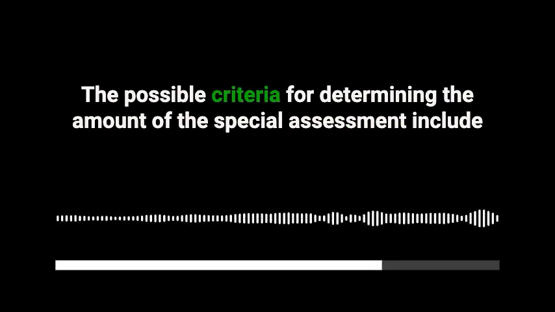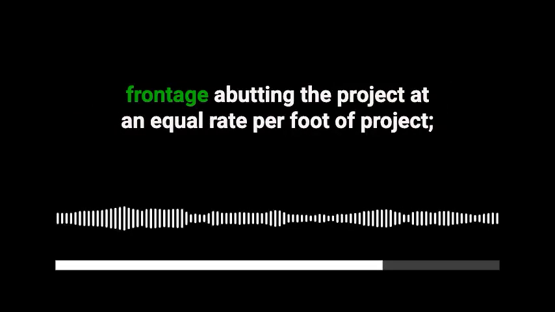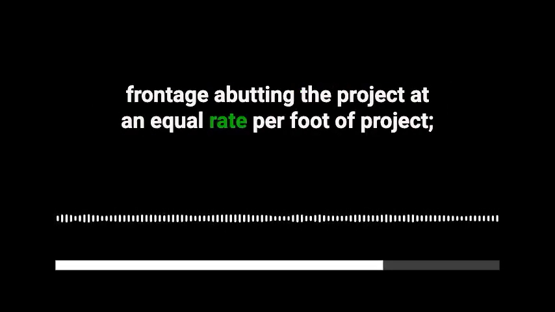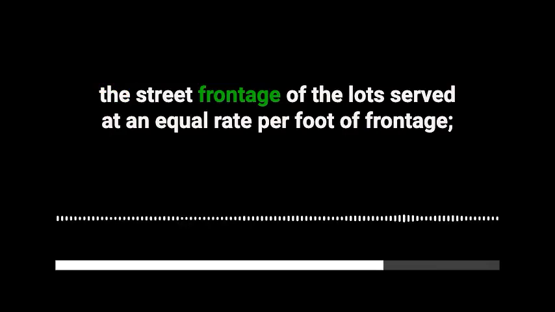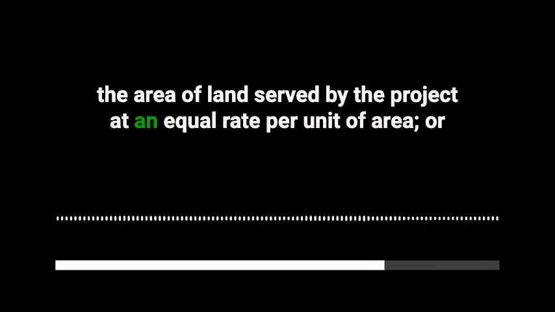The possible criteria for determining the amount of the special assessment include frontage abutting the project at an equal rate per foot of project, the street frontage of the lots served at an equal rate per foot of frontage, the area of land served by the project at an equal rate per unit of area, or the value of the land benefited by the project.